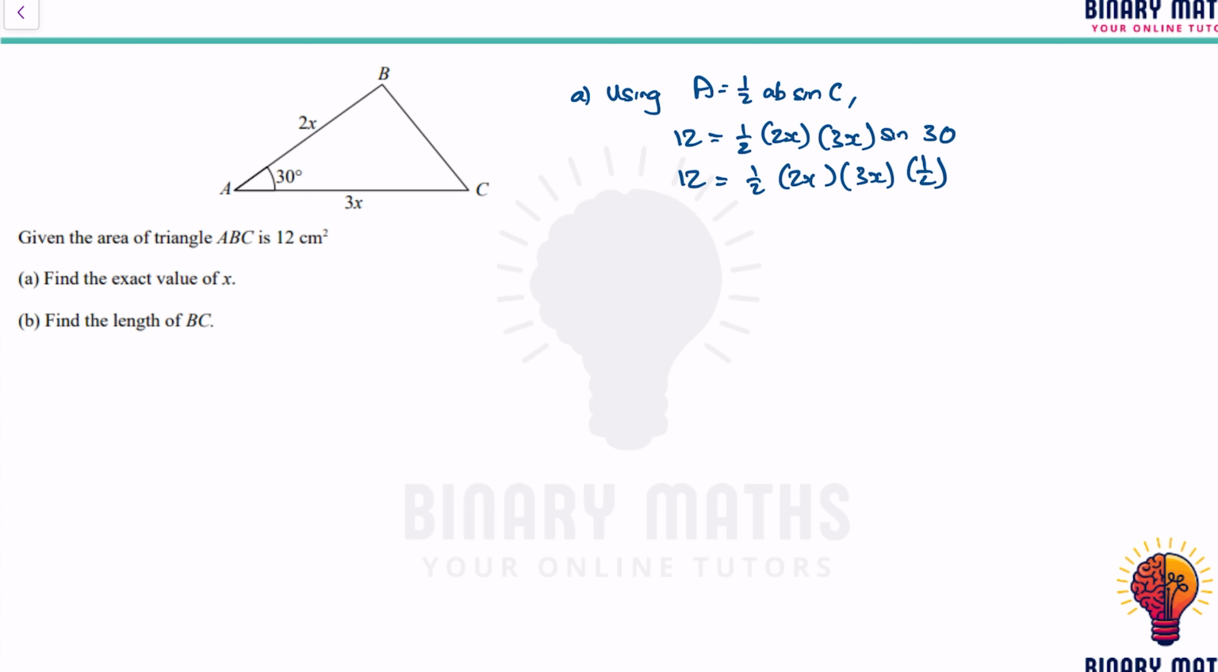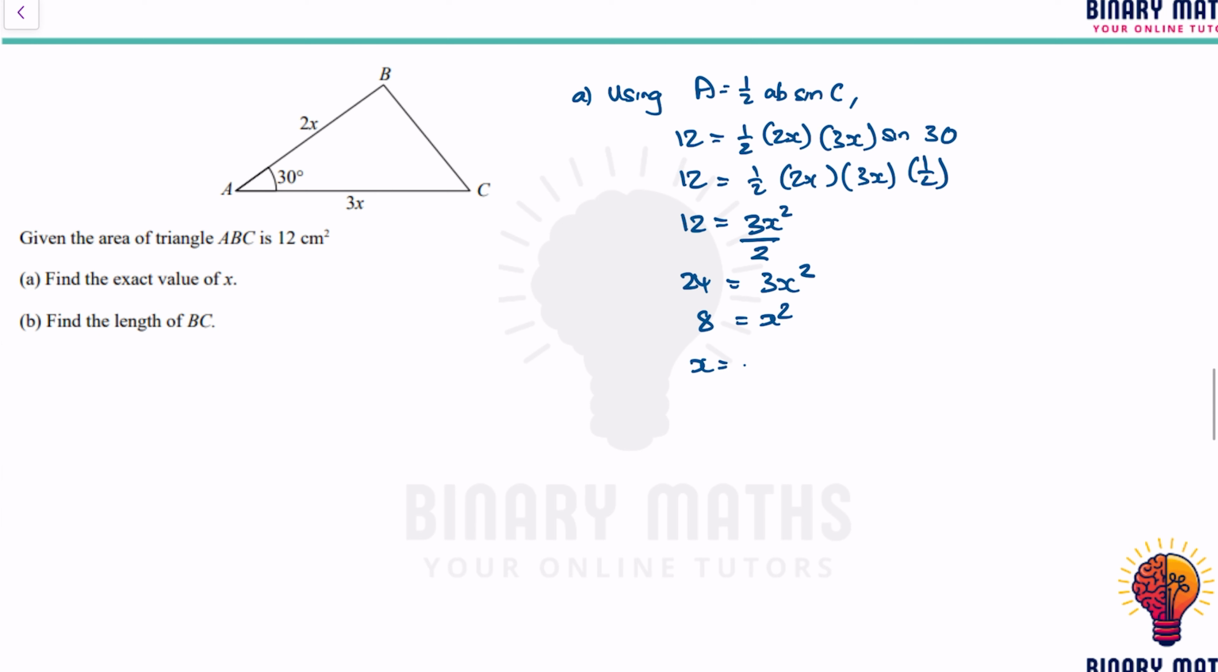Okay, if I simplify the right hand side, 2x times 3x gives me 6x squared, 6x squared times half gives me 3x squared, 3x squared times half gives me 3x squared over 2. Which means 24 must be equal to 3x squared, which means x squared must be equal to 8, which means x must be equal to square root of 8, which is equal to 2 root 2 centimeters. So that's part A done.